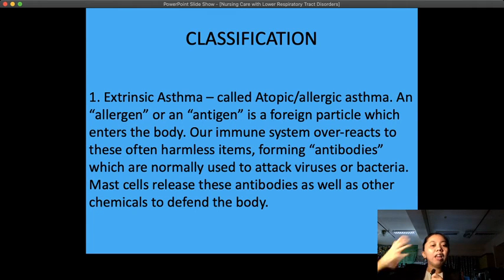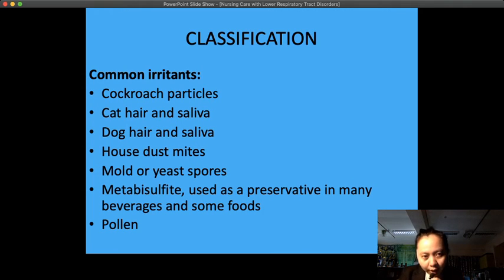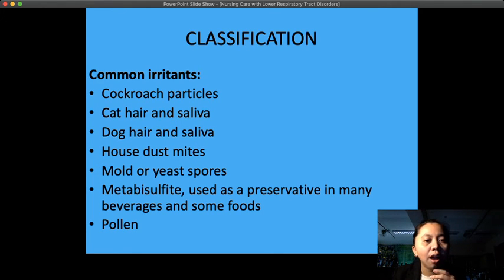Okay, so an allergen from the outside, a foreign material came inside our bodies. And then common irritants: cockroach particles, cat hair and saliva, dog hair and saliva, house dust mites, mold or yeast spores, metabisulfite used as a preservative in many beverages and some foods, and then pollen.